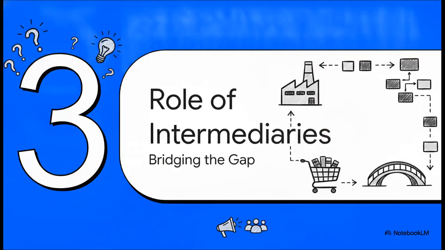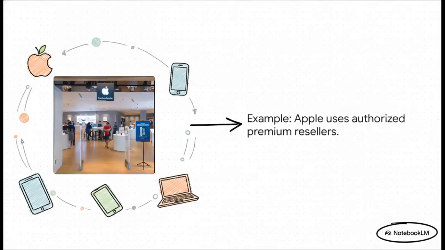Section 3. The role of intermediaries. Bridging that very gap. Now, what's really interesting here is looking at how this plays out in the real world. Marketing intermediaries are the firms that step in to help a company promote, sell, and physically distribute its goods to the final buyers. A fantastic everyday example of this is Apple. Rather than doing everything completely solo, Apple uses the services of authorized premium resellers to help the firm actually sell its products to you, the consumer.